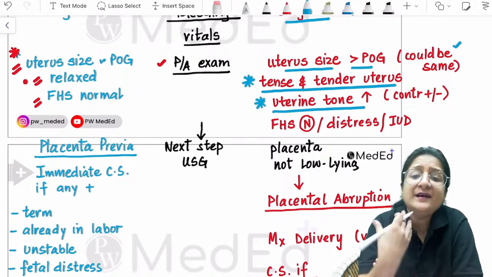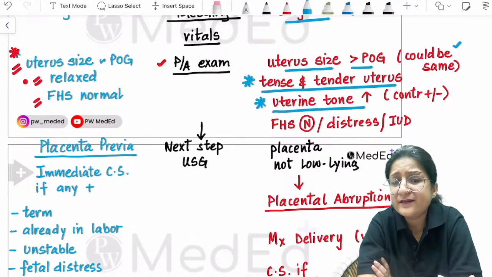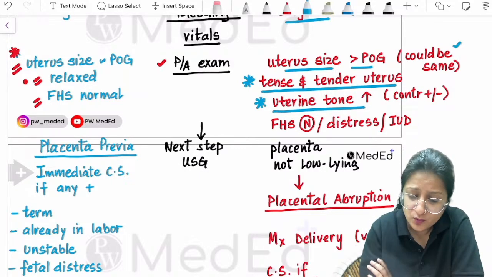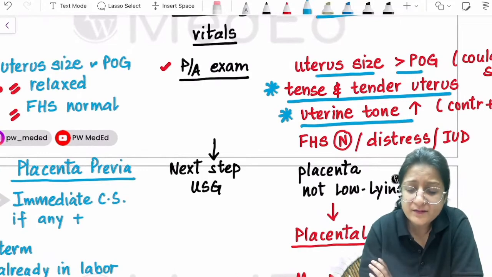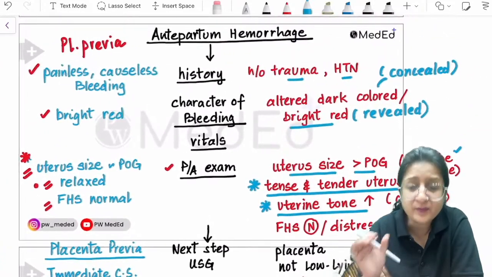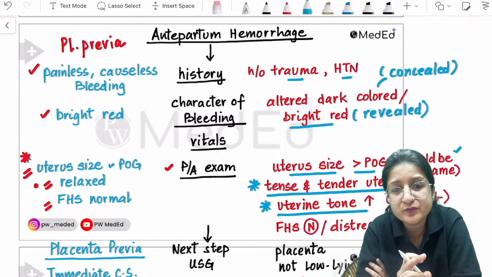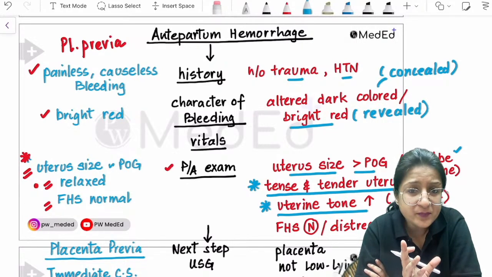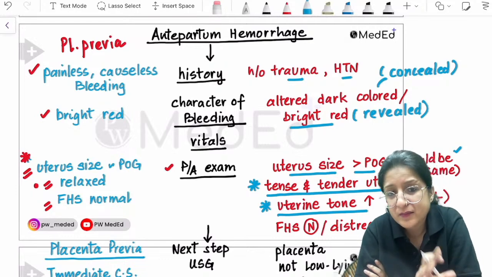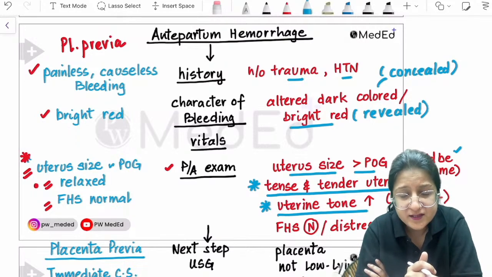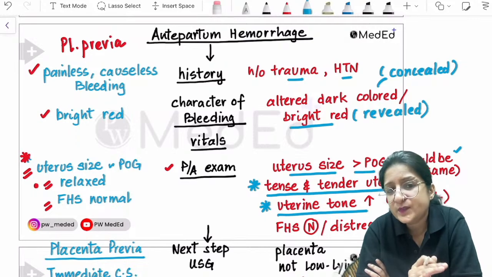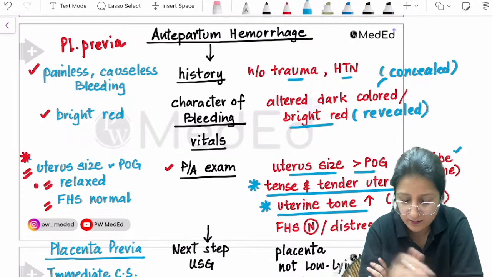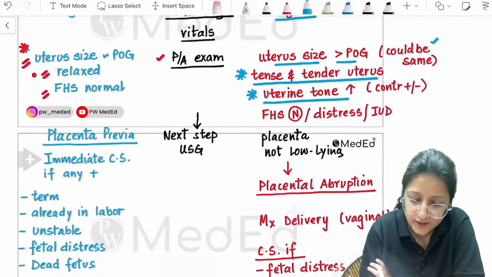And this is maternal bleeding, so the mother's life is also at risk because it is the mother who is losing her blood. So whenever you have a situation of antepartum hemorrhage, look at history, character of bleeding, and note the vitals also, because the woman could be in hemodynamic instability. Also keep that in mind. Do the per abdomen examination, and never ever do a per speculum or PV examination before knowing the location of the placenta. So the next step is going to be an ultrasound.